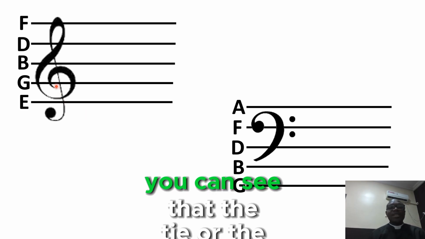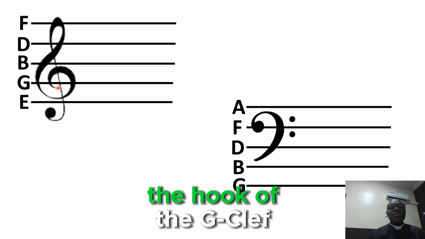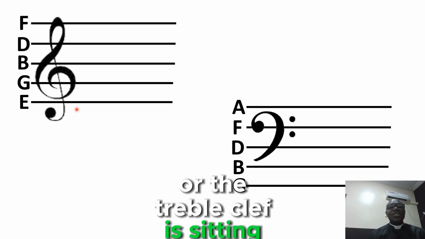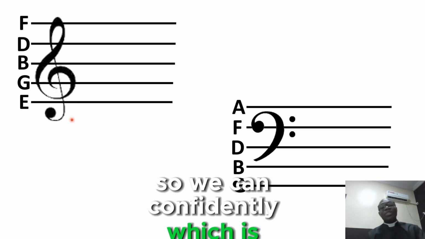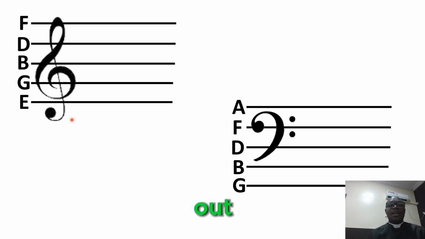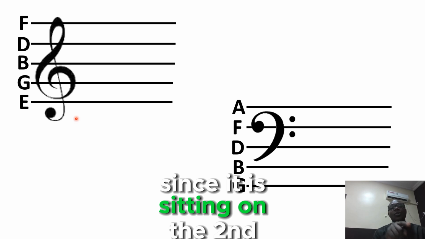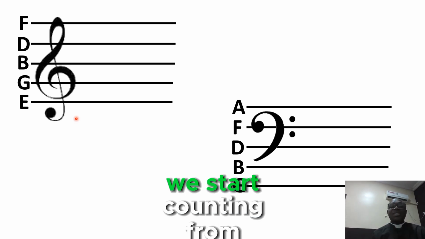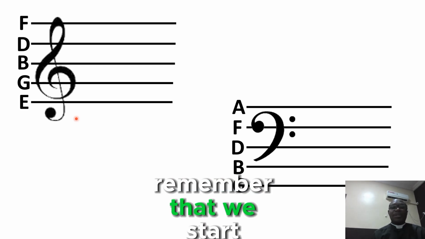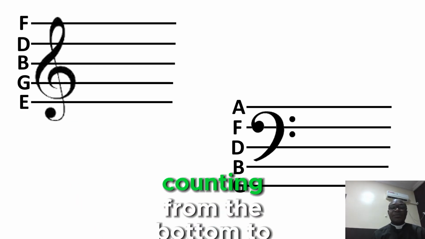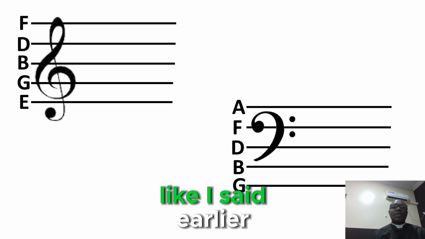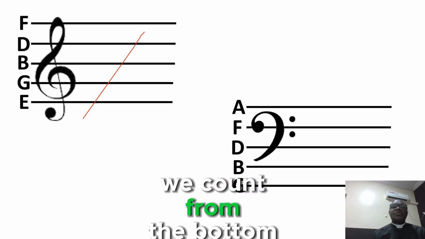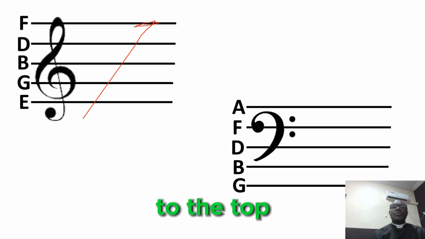So you can see that the hook of the G clef or the treble clef is sitting on G, which is the second line, as I earlier pointed out. We can now confidently say, since it is sitting on the second line, the rule is that we start counting from bottom to top. Remember that we count from bottom to top.